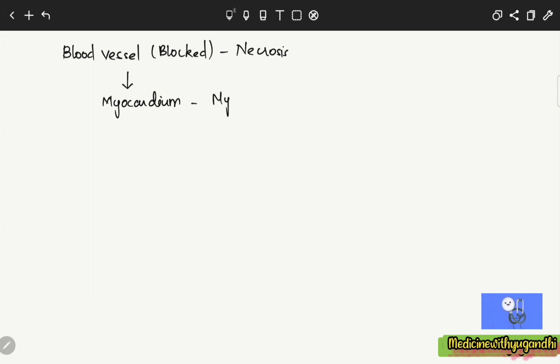If a blood vessel supplying a particular part of the myocardium is blocked, of course, this block may be due to necrosis, that particular part of the myocardial tissue suffers from myocardial ischemia. If a particular part of the myocardium suffers from myocardial ischemia for a prolonged time, that part of the myocardium undergoes necrosis.